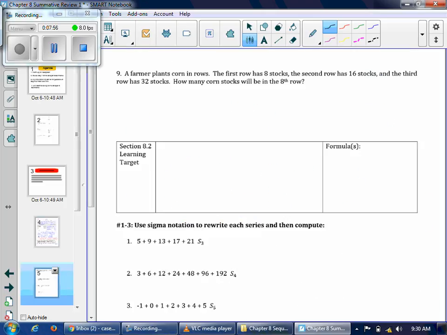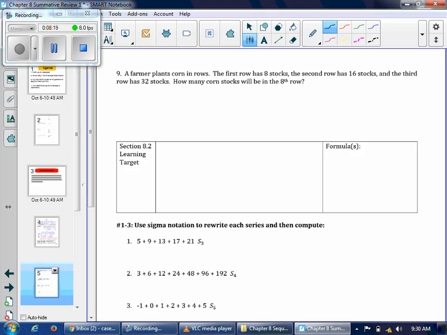Same thing with the farmer. The farmer plants corn in rows. The first row has 8 stalks, the second one has 16, the third one has 32. If you take a look at this sequence, you can tell that we are multiplying by 2 from term to term. So this is an example of a geometric sequence. We're also using the explicit formula because we're finding the 8th row, which is pretty far down the road.